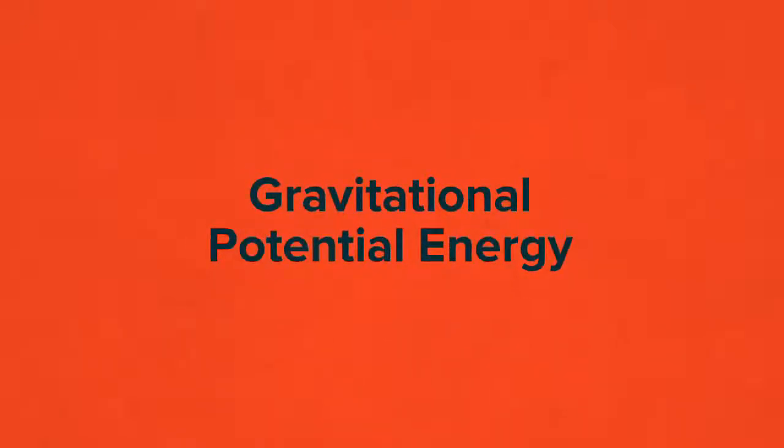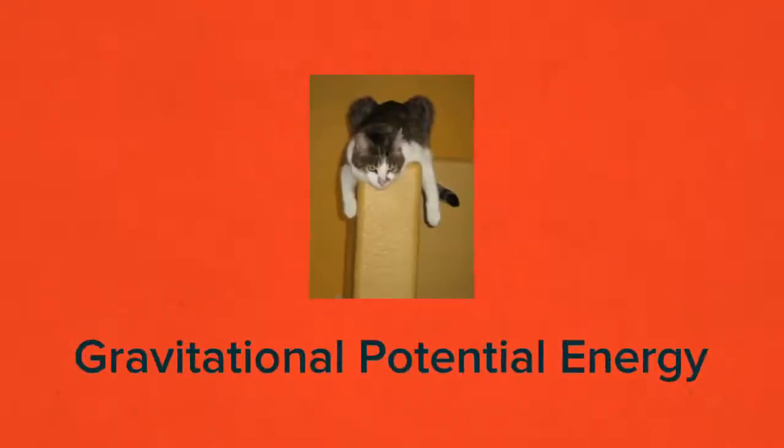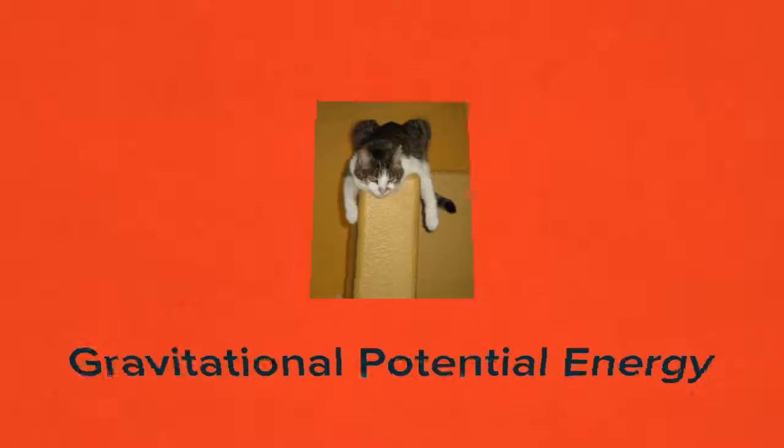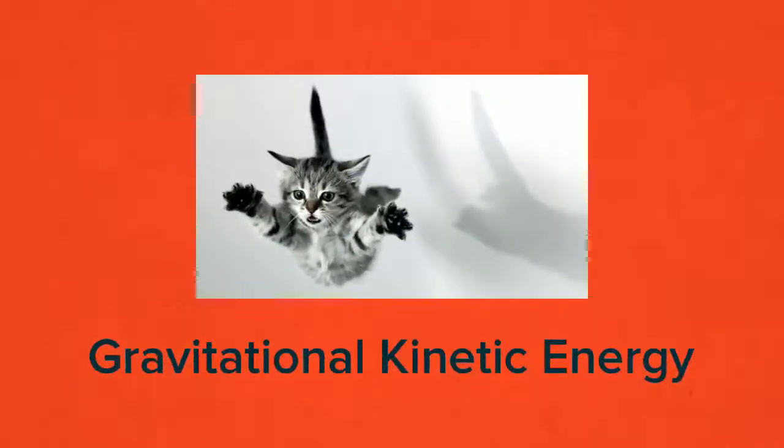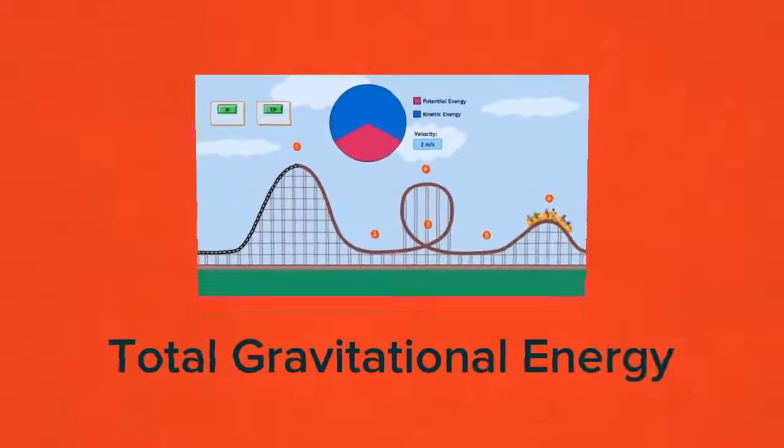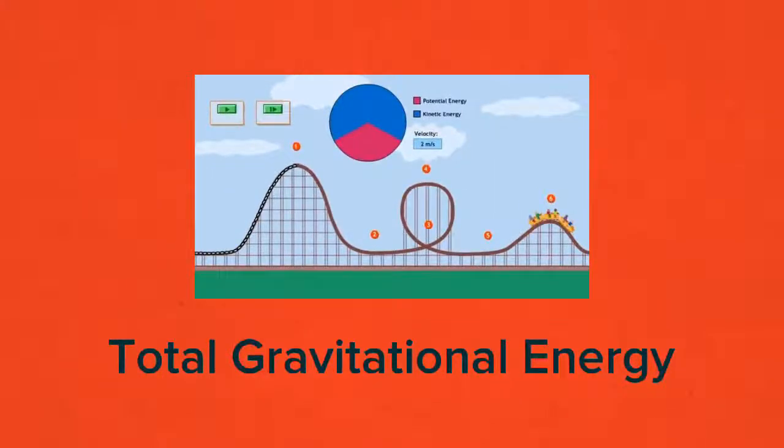Gravitational potential energy. Gravitational potential energy is how much energy something stores up based on how high it is. Gravitational kinetic energy is the energy that something has as it's actually falling through the air. Total gravitational energy looks at these two things put together.